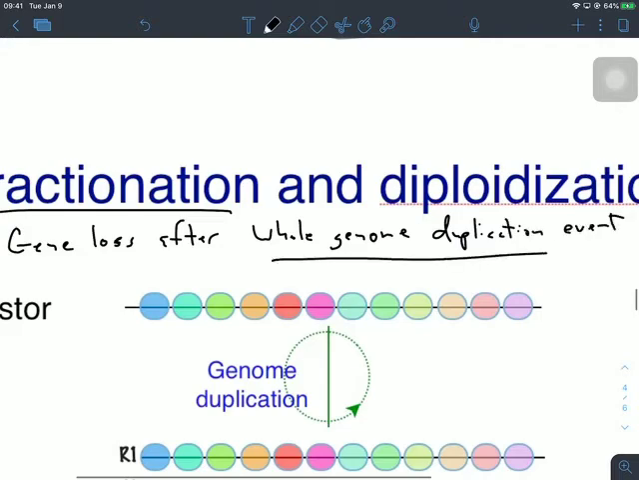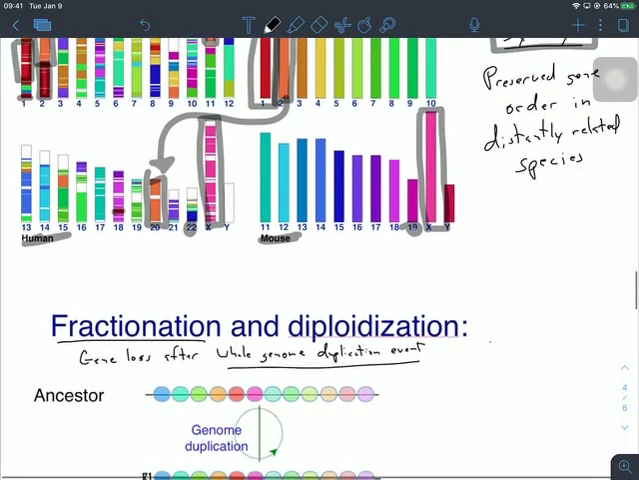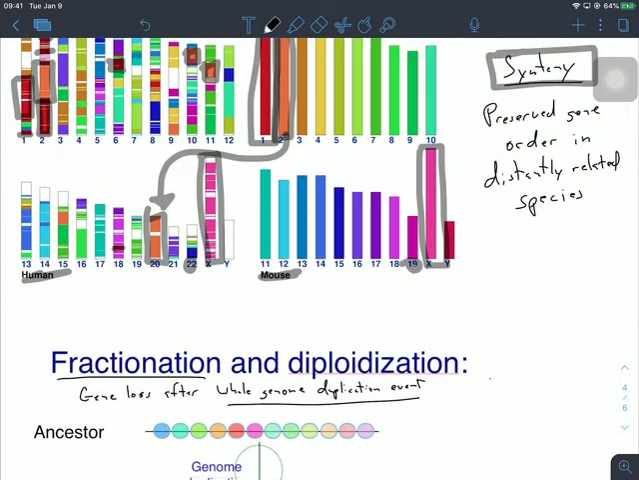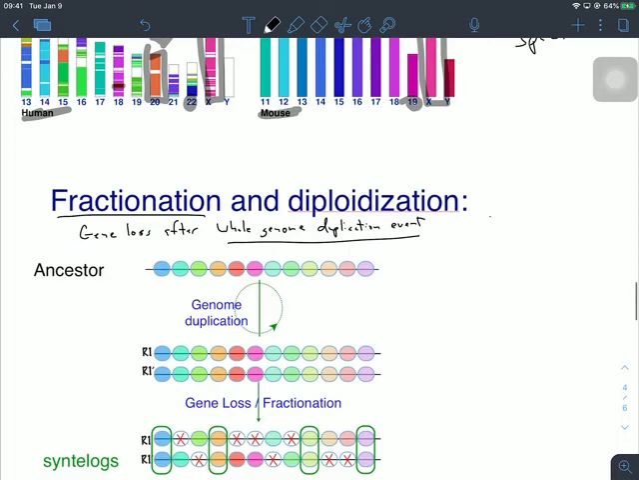Meaning that at some point in the meiotic history of a species, it retained a lot more of its genome, or a local chromosomal duplication. After fractionation, you usually get diploidization, meaning that you start losing some of that double genome piece by piece.